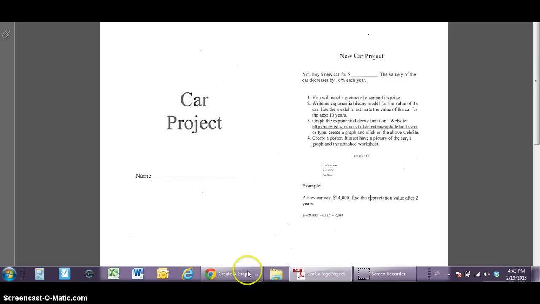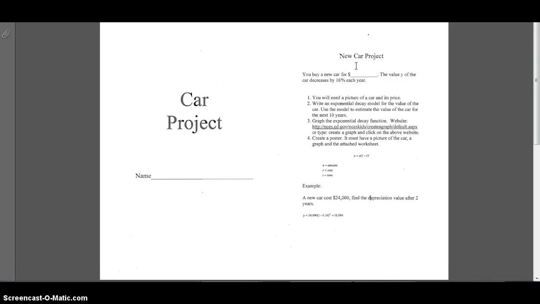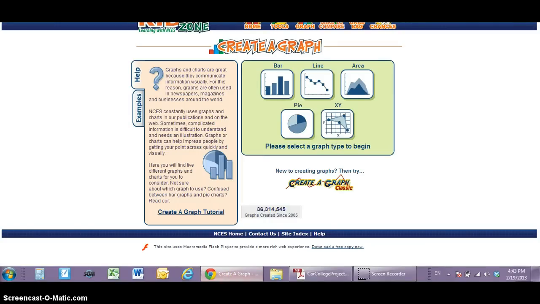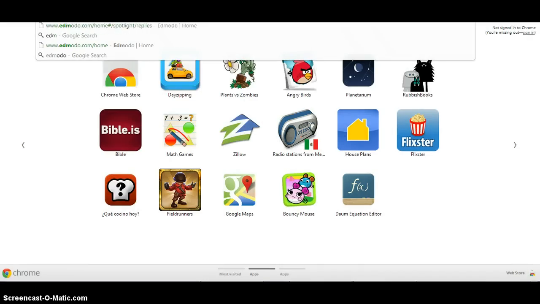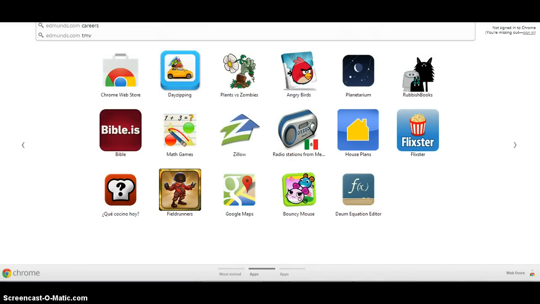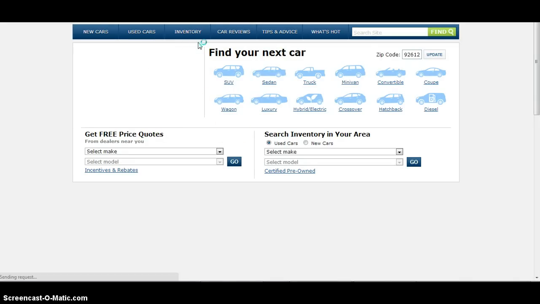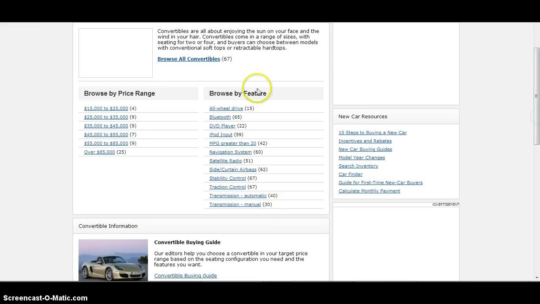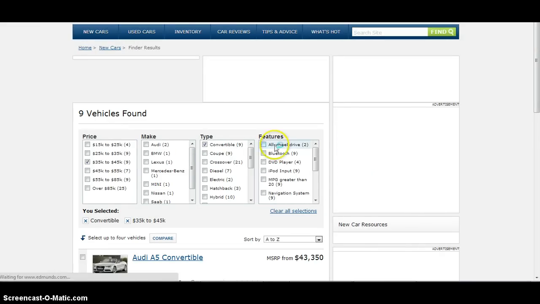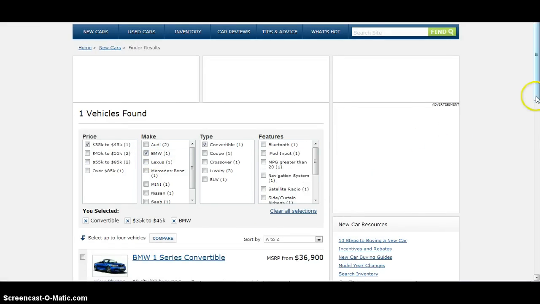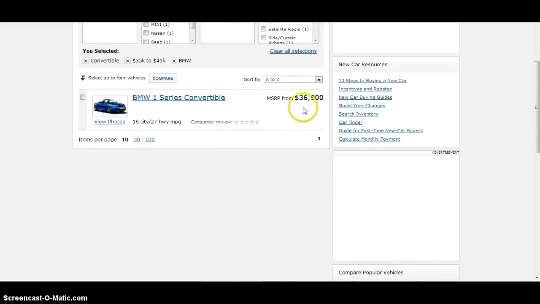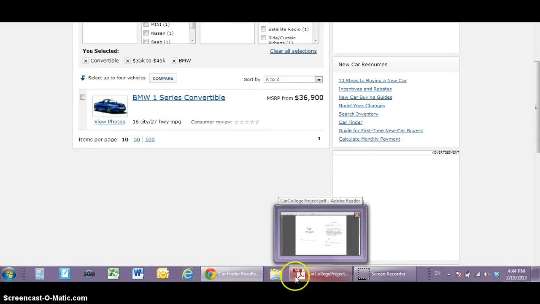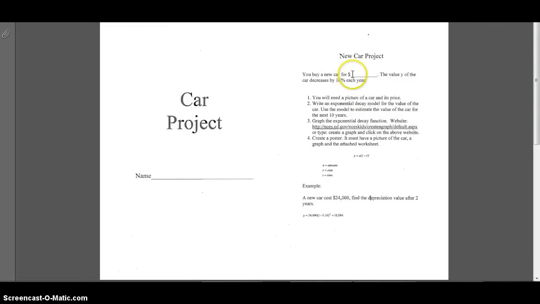You can select any sort of car, but you do have to get the value of it and find a picture of it. So let's go to a quick website, edmunds.com. On edmunds.com, I can search for the type of car that I want to buy. Let's just say I want a convertible in this price range, a BMW. All right, so I want to buy this BMW 1 Series convertible. It starts at $36,900.